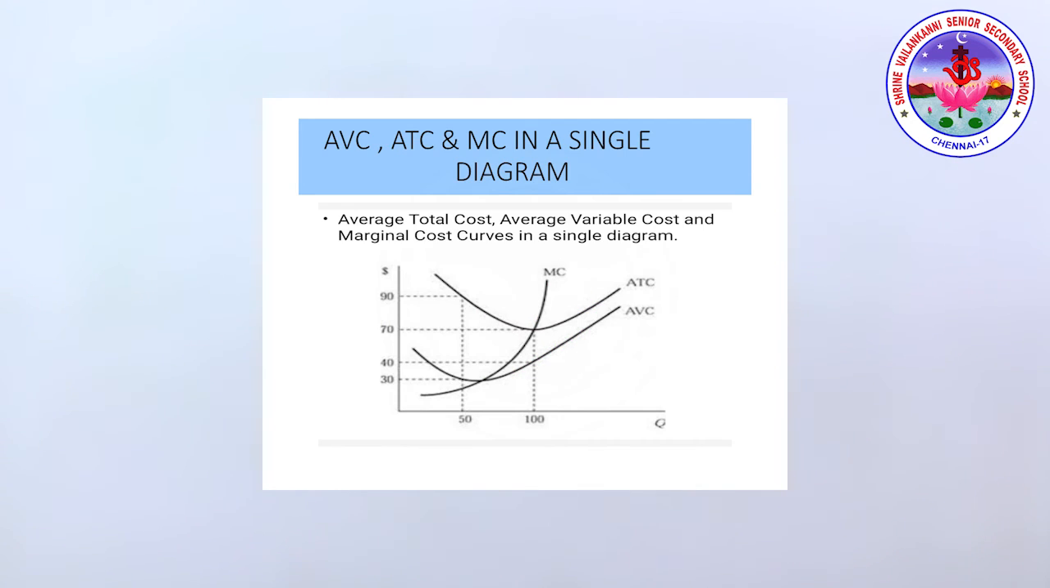Let's move on to the next diagram: average total cost, average variable cost and marginal cost. We are going to see them in a single diagram. In this diagram, it is shown very clearly that the gap between the average total cost and average variable cost goes on decreasing. This gap is called average fixed cost. However, the average total cost and average variable cost never touch each other because average fixed cost can never be 0. And the MC curve cuts both the average total cost and average variable cost curves at their lowest points.